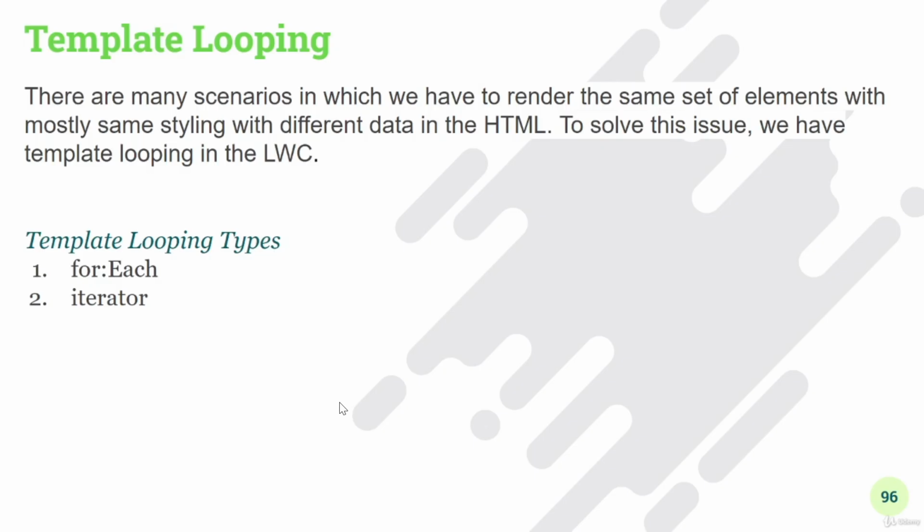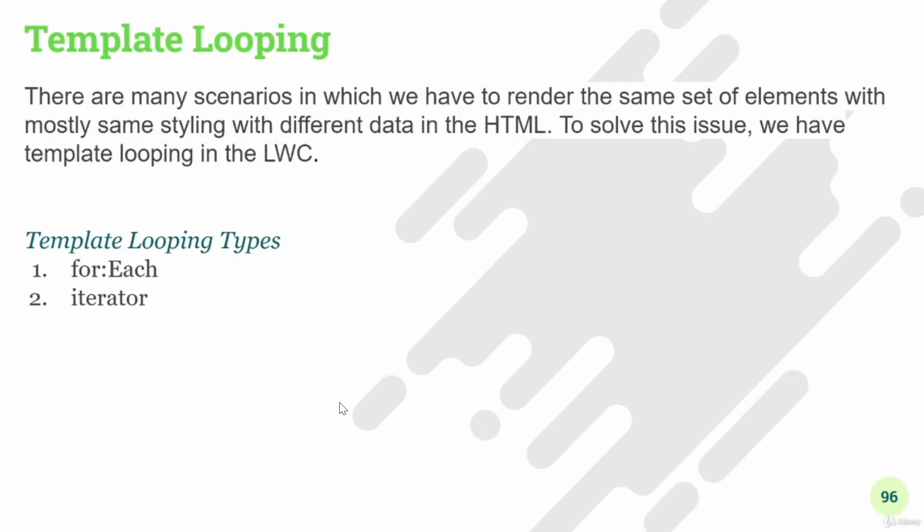There are many scenarios in which we have to render the same set of elements with mostly the same styling with different data in the HTML. To solve this issue, we use template looping. Basically, template looping is the loop that runs in the template, and in our case, the template is HTML.